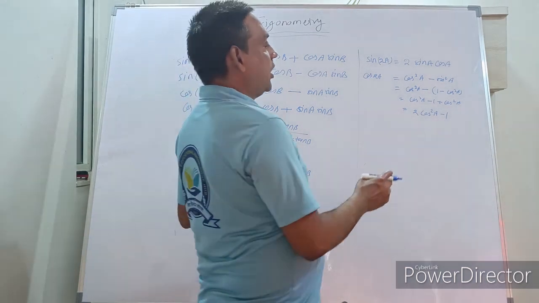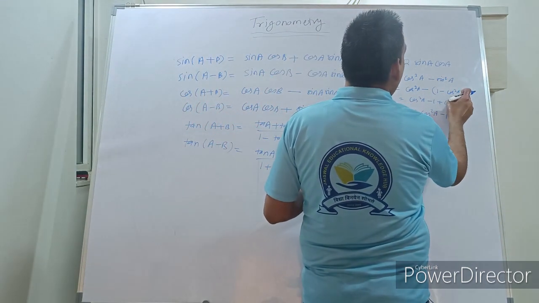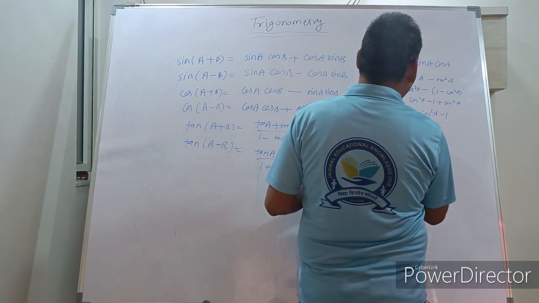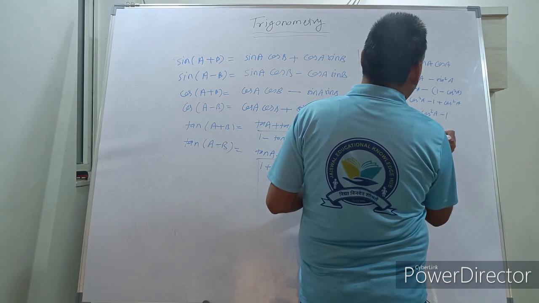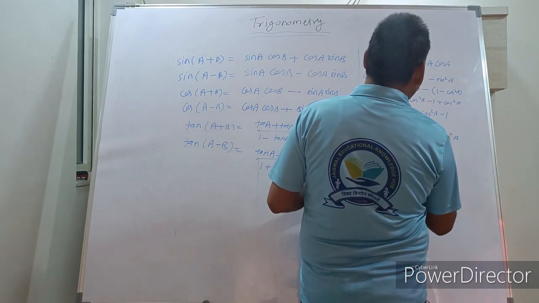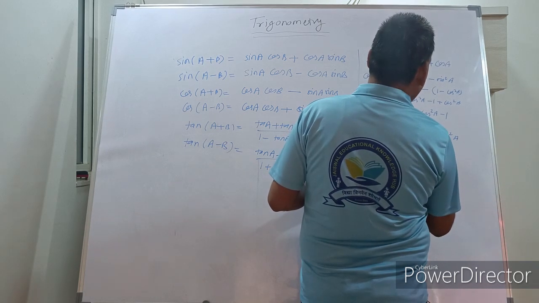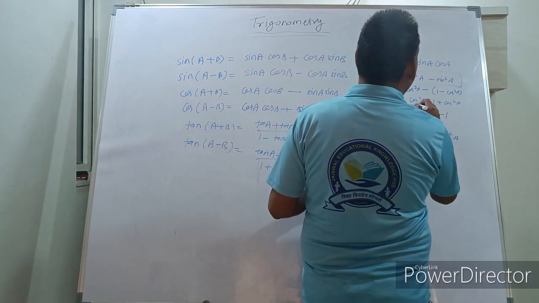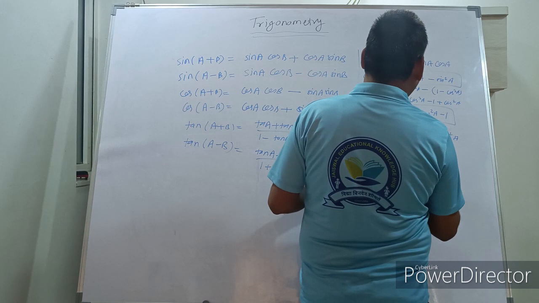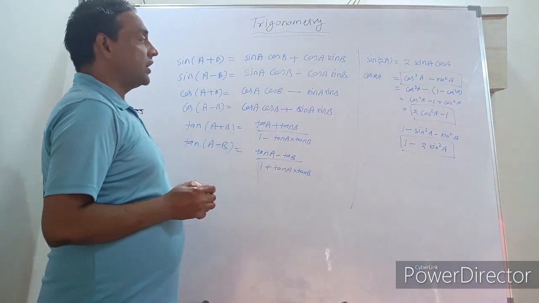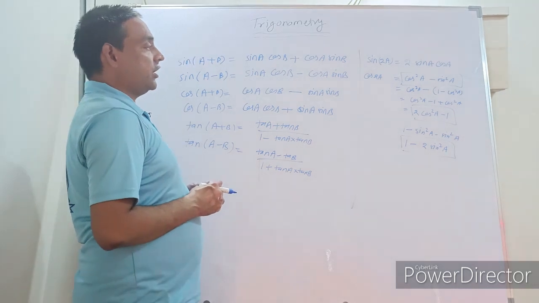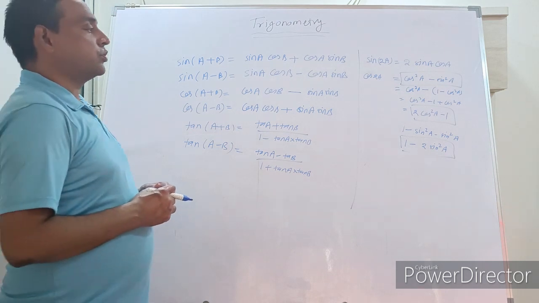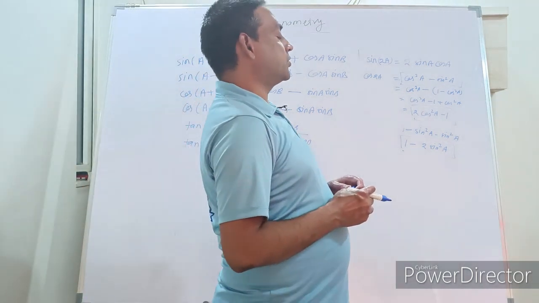Now we can also, like how we shifted sin square a as 1 minus cos square a, shift cos square a also as 1 minus sin square a. So 1 minus sin square a minus sin square a becomes 1 minus 2 sin square a. So in total for cos 2a we have 3 formulas. Sin 2a is 2 sin a cos a, then cos 2a is cos square a minus sin square a, or 2 cos square a minus 1, or 1 minus 2 sin square a.